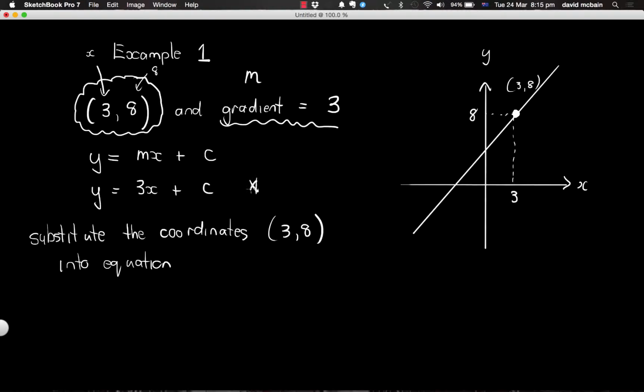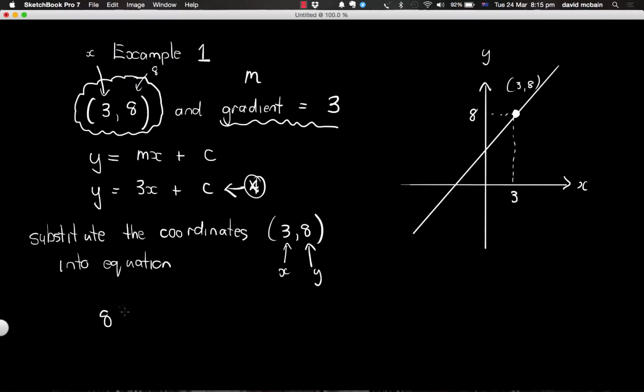Into this equation here. So let's go ahead and do it. So remember, 3 is our x value, 8 is our y value. So I'm going to write this again, but this time where I see y, I'm going to replace it with the number 8, and where I see x, I'm going to substitute the 3 in, x equals 3.